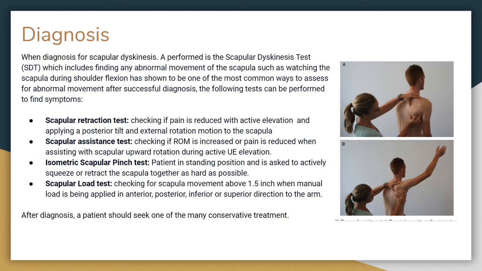Isometric scapular pinch test, which is when the patient is in a standing position and is asked to actively squeeze or retract the scapula together as hard as possible. Lastly is a scapular load test, which is for checking for scapular movement above 1.5 inches when the manual load is being applied in anterior, posterior, inferior, or superior direction to the arm. After diagnosis, the patient should seek one of the many conservative treatments afterwards.